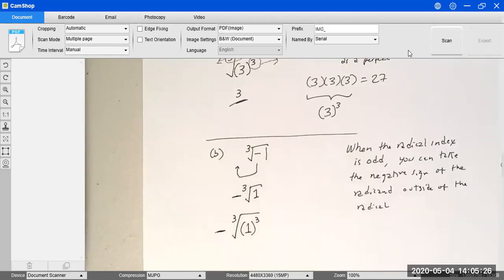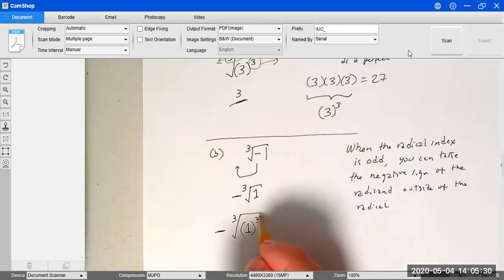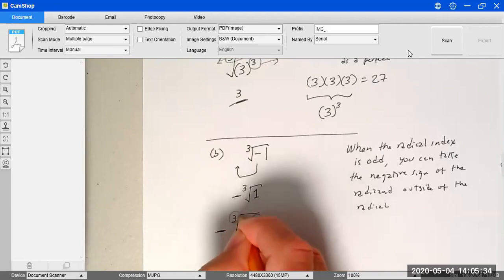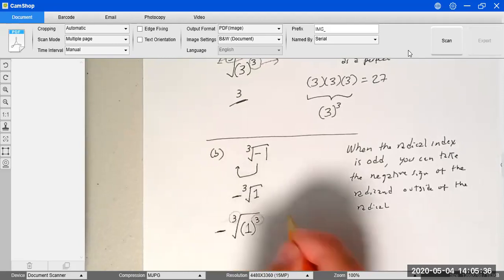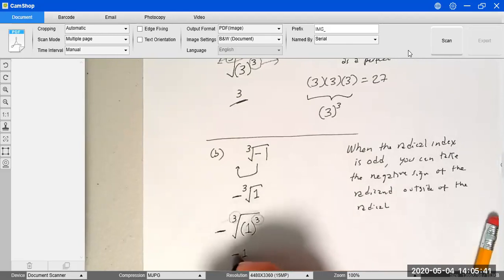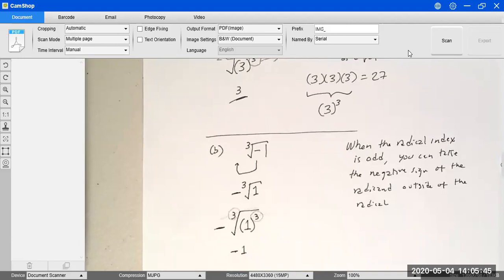So now I have a radical sign whose index is the same as the exponent that I have here. So I have a perfect cube and I have a cube root, so I can cancel both. And I end up with 1, but don't forget the negative sign, because I forgot that before. So it was a mistake. So that's the solution for this part B.